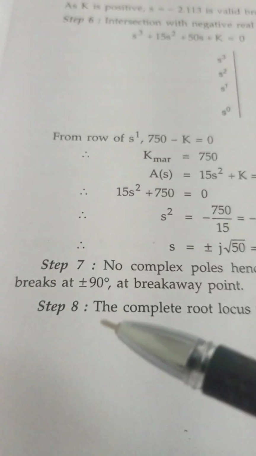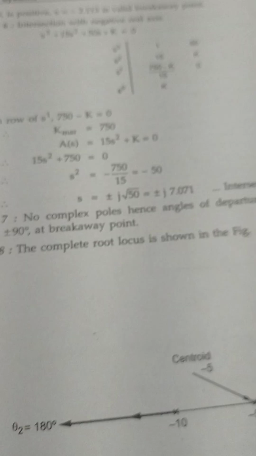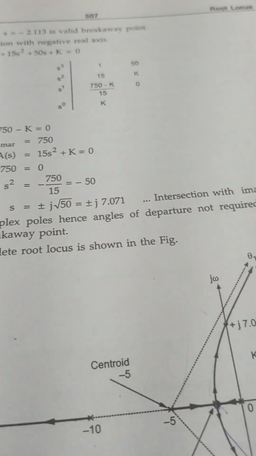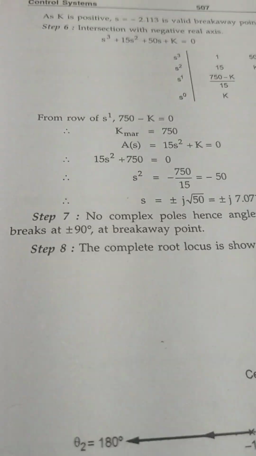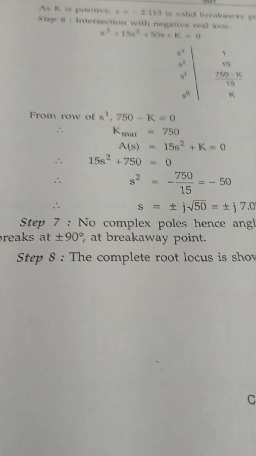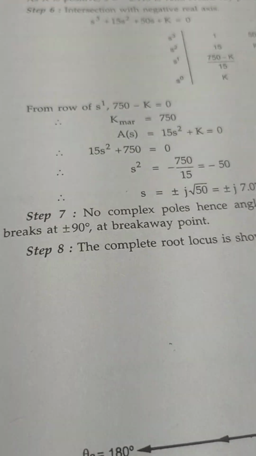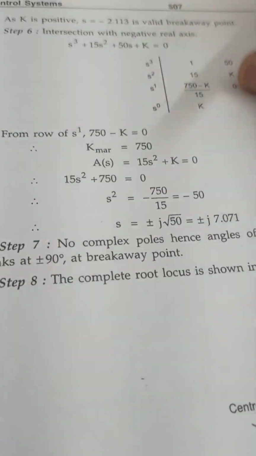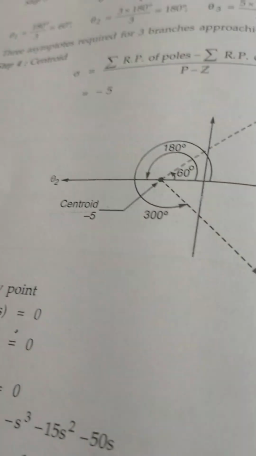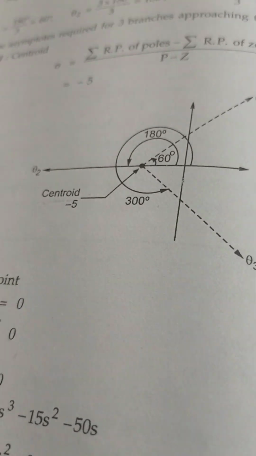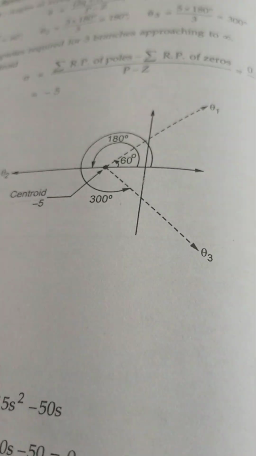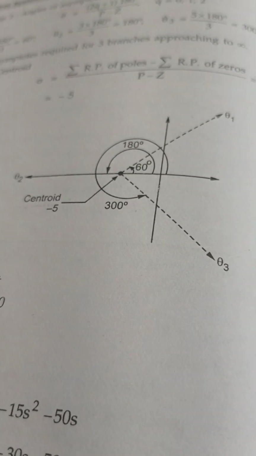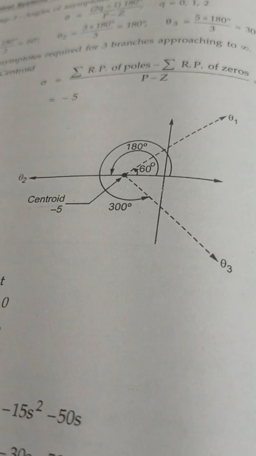Step number 7, no complex poles, hence angles of departure are not required. The root locus breaks at plus and minus 90 degrees at the breakaway point. Then step number 8, the complete root locus is shown in the figure. First we find the centroid, and the asymptotes are at the angles of 60 degrees, 180 degrees, and 300 degrees.